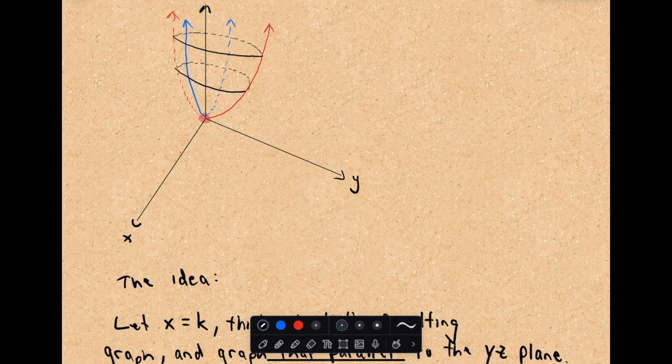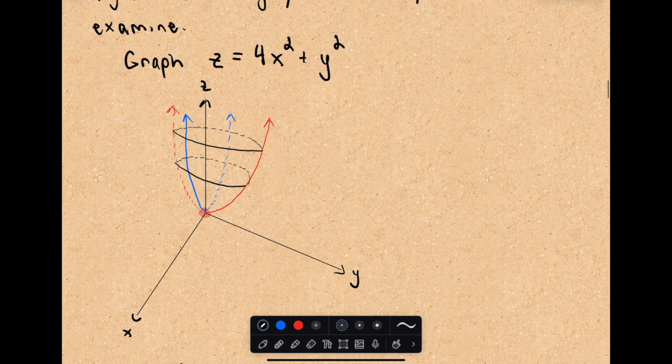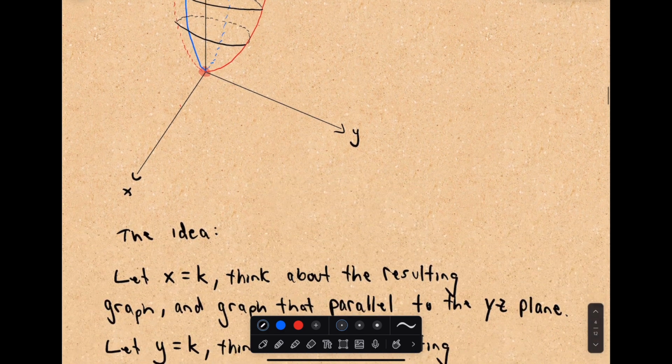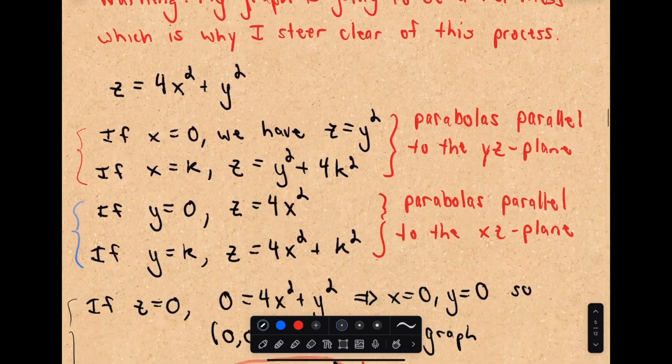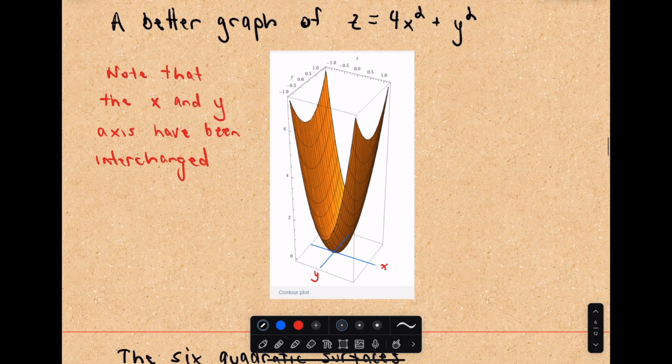But again, as it opens, as you increase along the positive z-axis, these horizontal slices that are parallel to the xy plane, those ovals are just going to get larger and larger and larger. Okay, so that would be a rough graph of z equals 4x squared plus y squared. And I did use Wolfram here to produce this graph. And you can see where you're getting the shape.